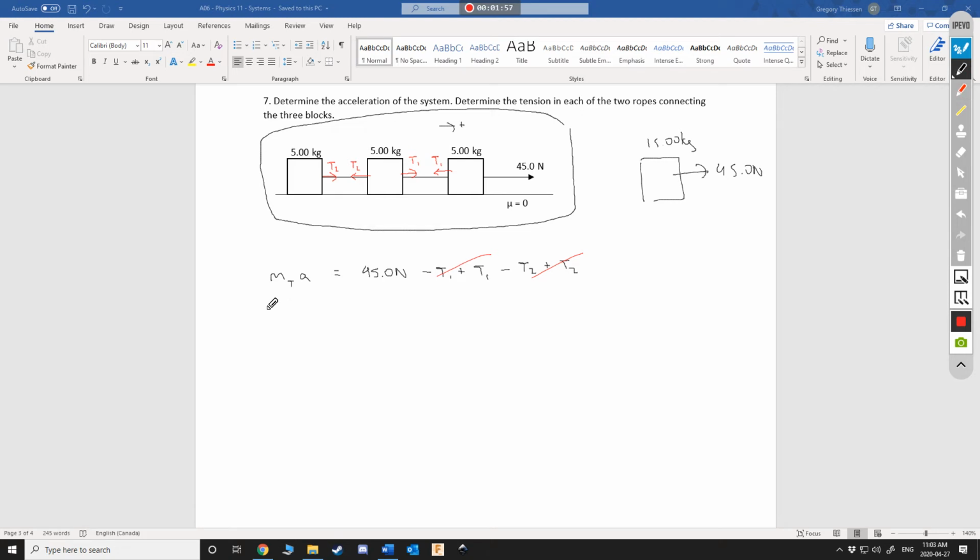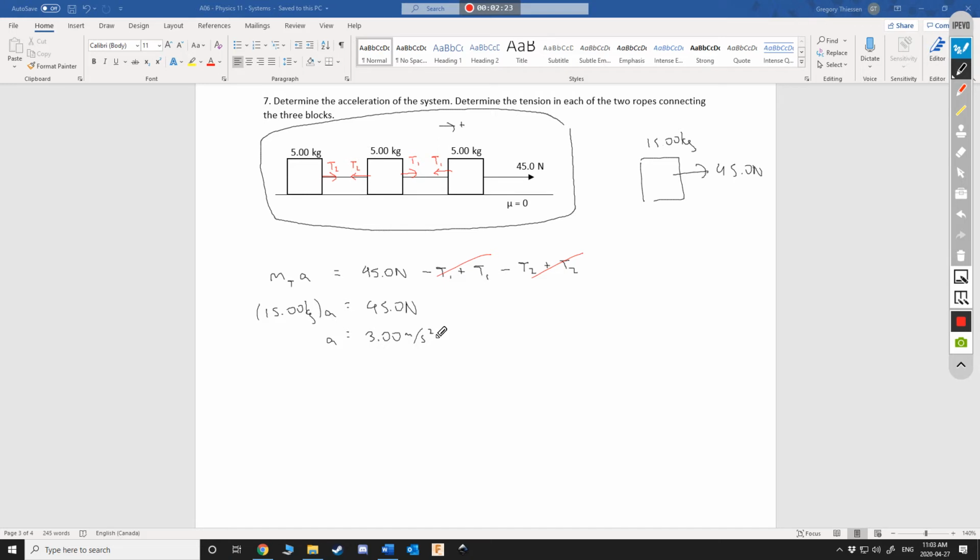So all we're left with is 15.00 kilograms multiplied by some acceleration is equal to 45.0 newtons. Just take a calculator, 45 divided by 15, easy. Right there, we end up with 3.00 meters per second squared. So this whole system is going to accelerate at 3 meters per second squared.